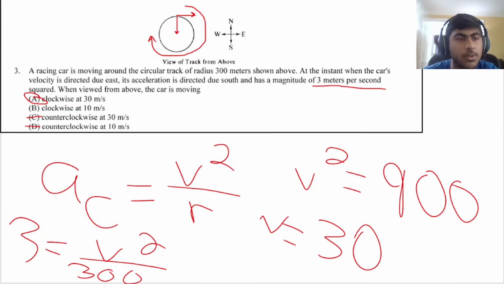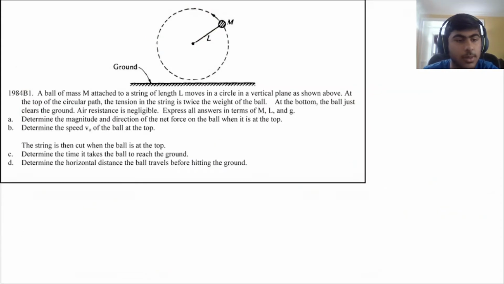Let's move on to some free response questions. A ball of mass m is attached to a string of length L, and it moves in a circle in a vertical plane as shown above. At the top of the circular path, the tension in the string is twice the weight of the ball. At the bottom, the ball just clears the ground. The air resistance is negligible, and they want us to express all answers in terms of m, L, and g.